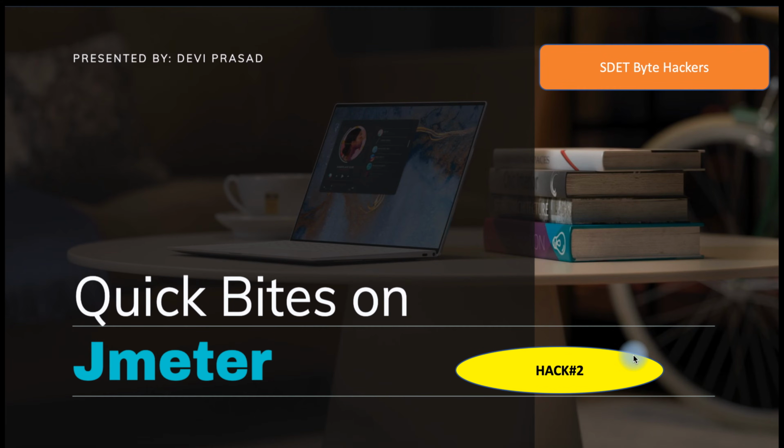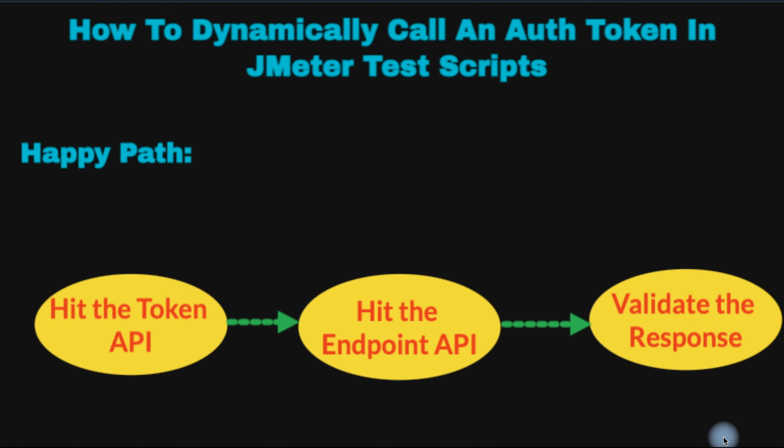Today we are going to speak about the most common challenge faced by performance testers in real life projects. In real life projects, all the microservices APIs are locked with proper authentication due to security reasons. So let's go ahead to our second hack, that is how to dynamically call an auth token in a JMeter test script. So here is the problem statement: how to dynamically call an auth token in a JMeter test script.